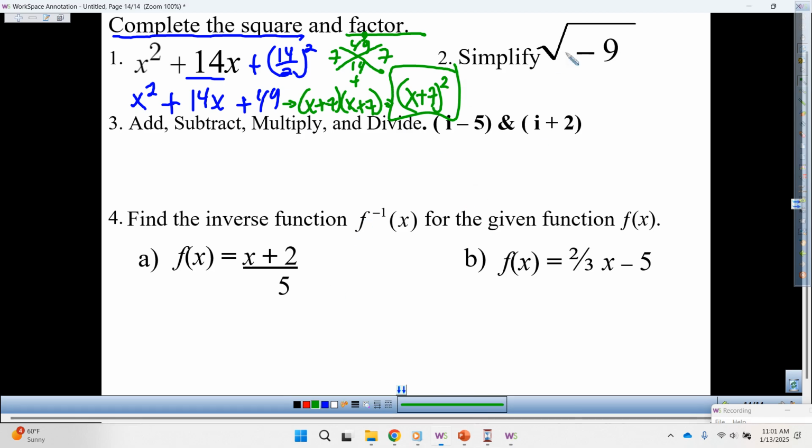Next, number 2. Rewrite this. Square root of 9 times square root of negative 1. Square root of 9 is 3. Square root of negative 1 is i. Plus minus, so plus minus 3i.